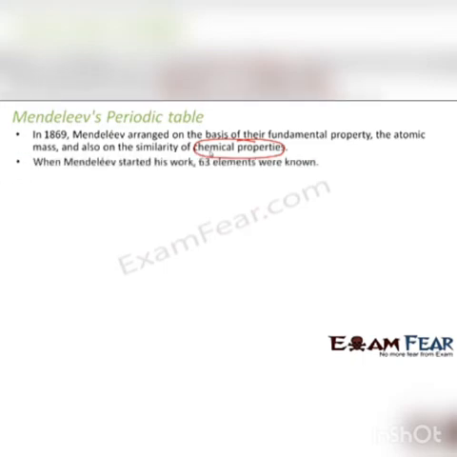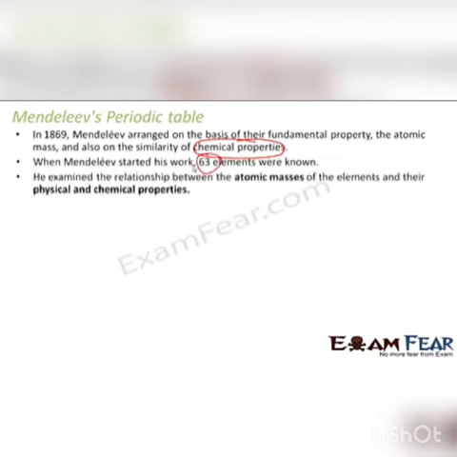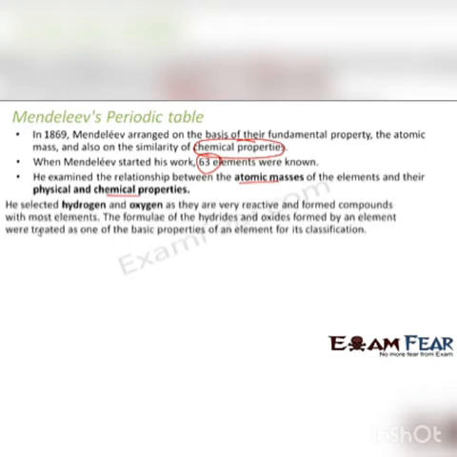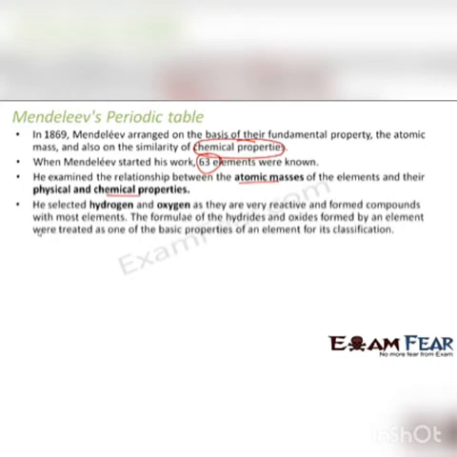At that time there were 63 elements known. So his work was on these 63 elements. He first tried to find the relation between atomic mass and the chemical and physical properties. And to find the chemical properties relationship, he selected hydrogen and oxygen because they were very reactive and they formed compounds with most of the elements.